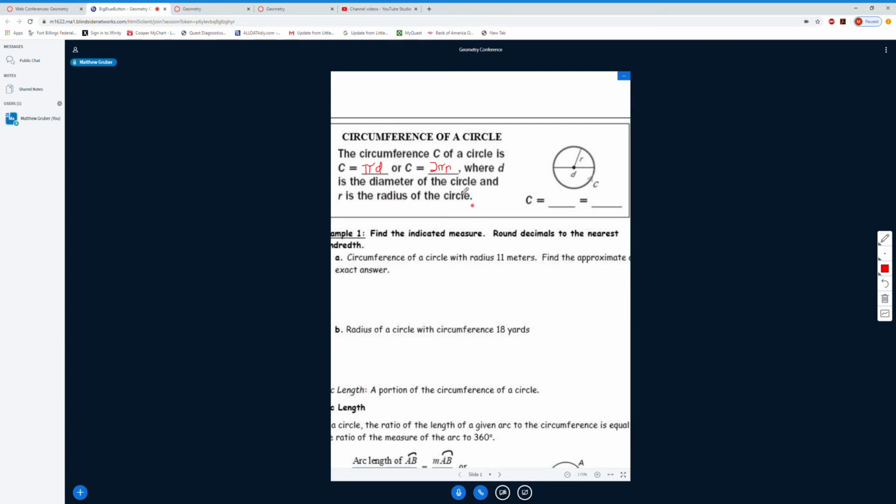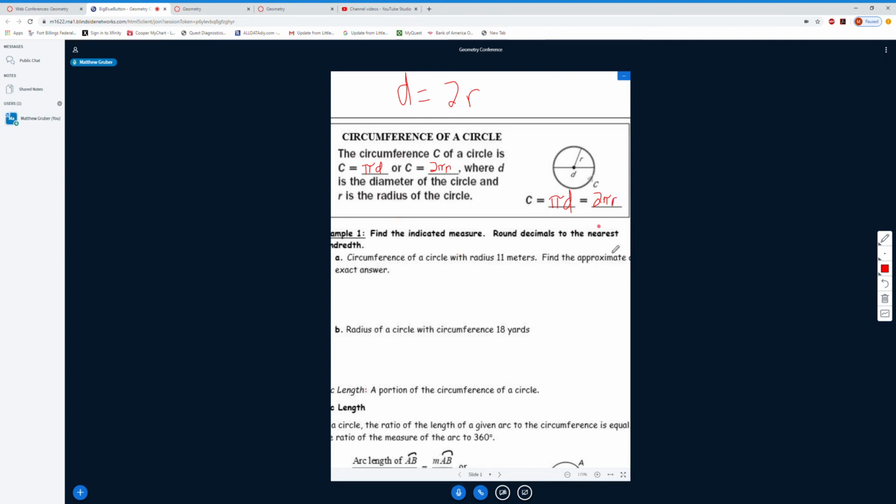Now remember, there's two different formulas because the diameter is 2 times as big as the radius. So again, the circumference is either pi d or 2 pi r. Based on what you have, you're going to use one of those formulas. So let's use that in our first problem.